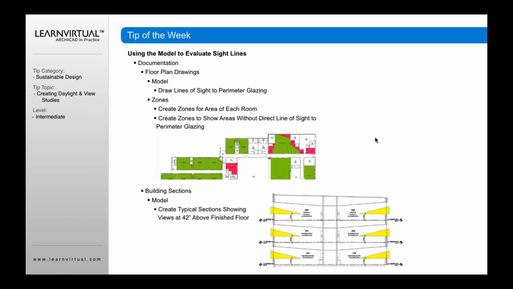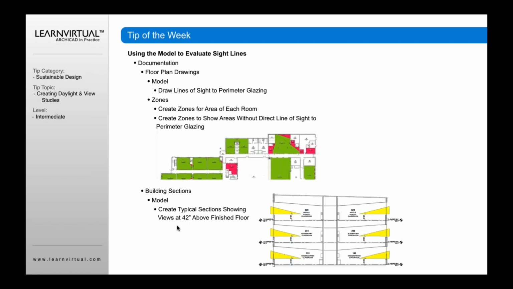From the documentation side, I can use the floor plans to evaluate sightlines. That's again another part of LEED analysis, right? To be able to evaluate sightlines. And of course, I can use the model to draw lines of sight to the perimeter glazing, which is what these are showing with the red and green. The zones can be used to show areas without direct line of sight to perimeter glazing. That's where the red's showing.